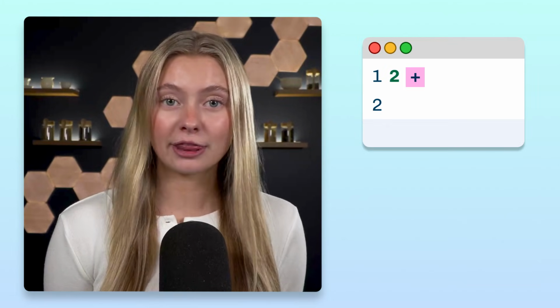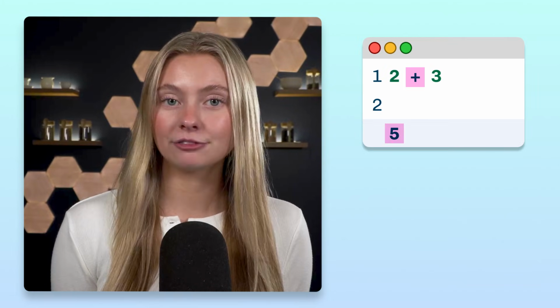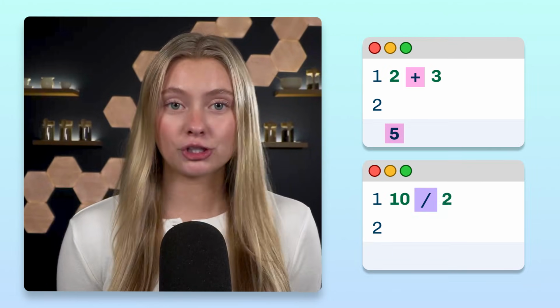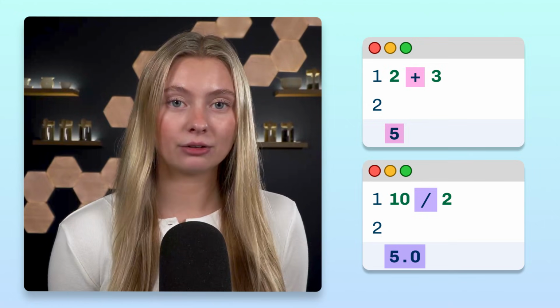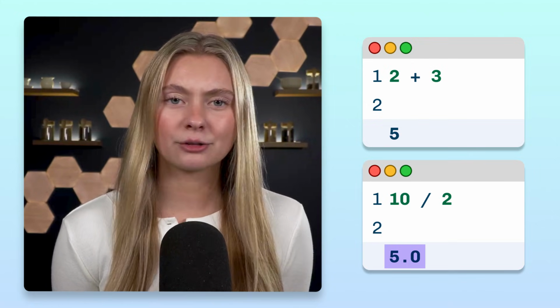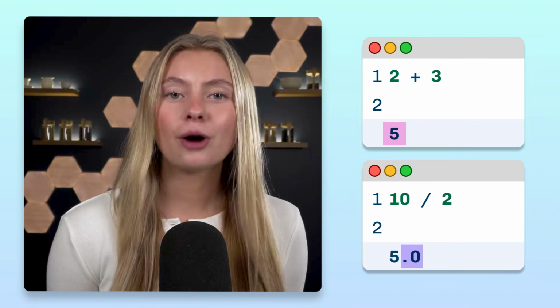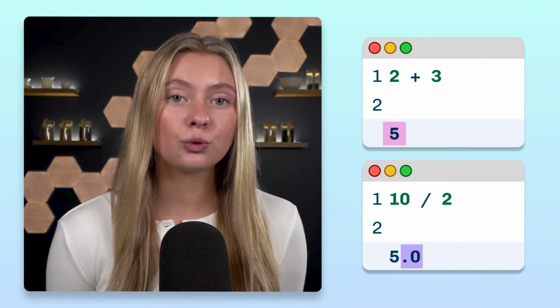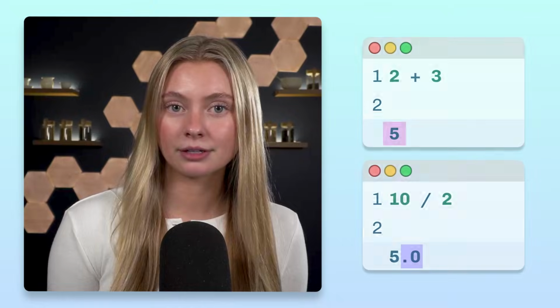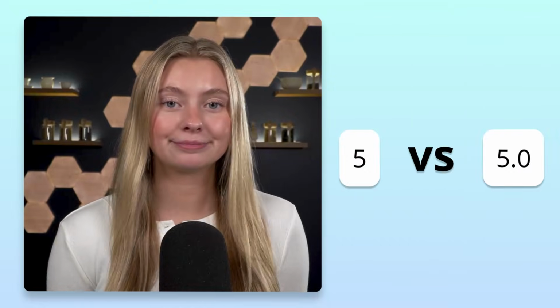If we add 2 and 3 in Python, we get 5. But if we divide 10 by 2, we get 5.0. Why does the second result show a decimal, while the first one doesn't? To understand this, we need to learn the two ways that Python represents numbers: integers and floats.